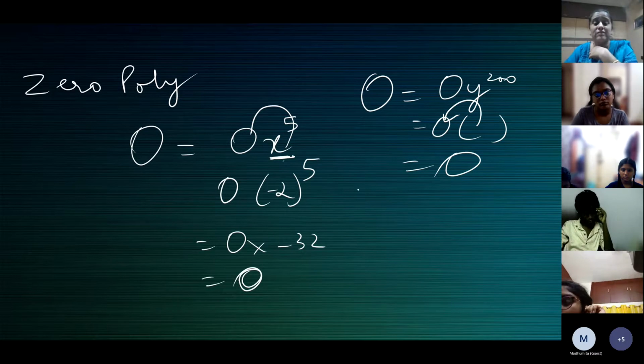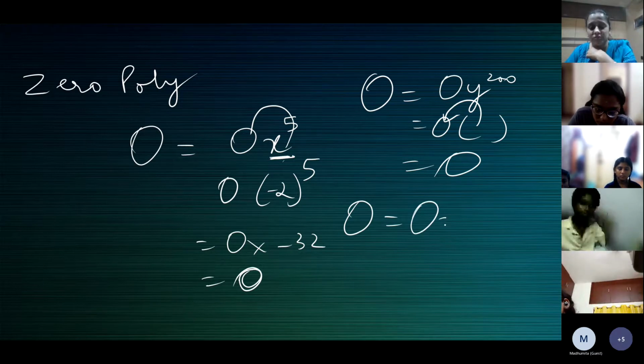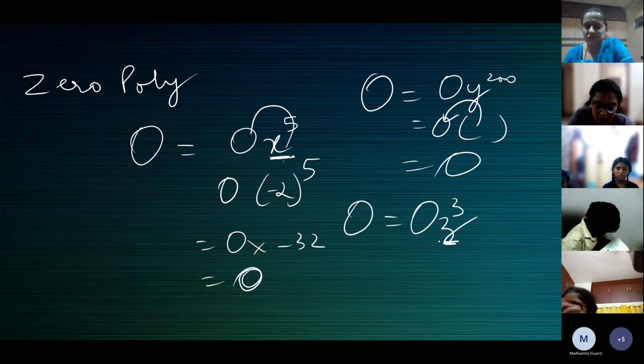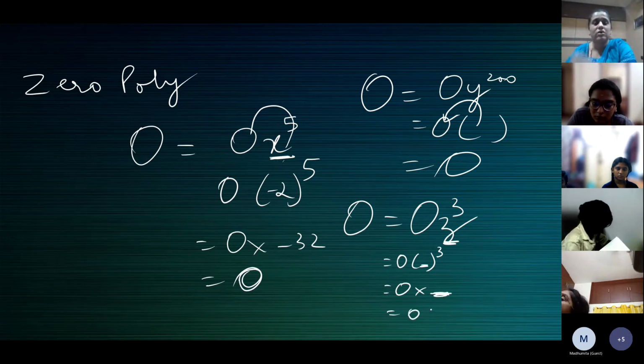Zero can be expressed in many ways. So if you treat 0 as 0 times z to the power 3, you can give any value for z. You give 0, you give minus 1, a fraction, whatever value you give for z. Then with great difficulty you find that value to the power 3, and you multiply it into 0. What is that answer? It is 0. All your effort is wasted. Finally, the answer is 0 only.